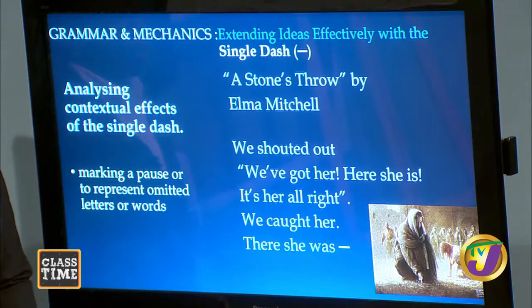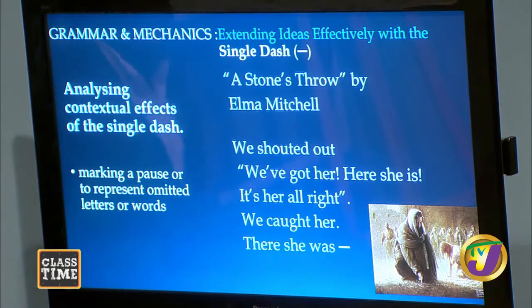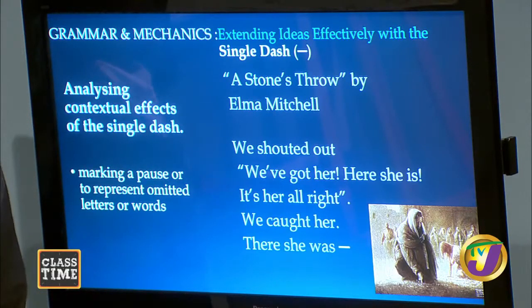We shouted out, "We have got her! Here she is! It's her, all right. We caught her. There she was."